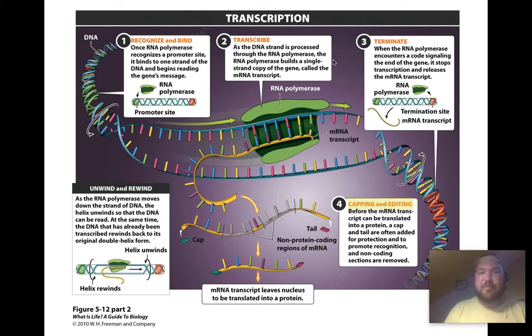So remember the steps. We're going to unwind. We're going to recognize and bind where the RNA polymerase molecule lands on the promoter region. We will then transcribe the DNA into an mRNA transcript. Once we reach a certain code at the end of the gene, that will signal termination and the RNA polymerase molecule falls off. Finally, there is capping and editing of the mRNA transcript, and then it leaves the nucleus and enters the cytoplasm.